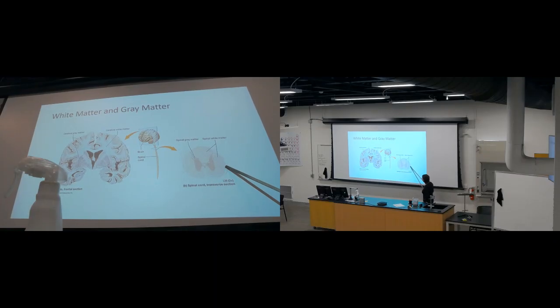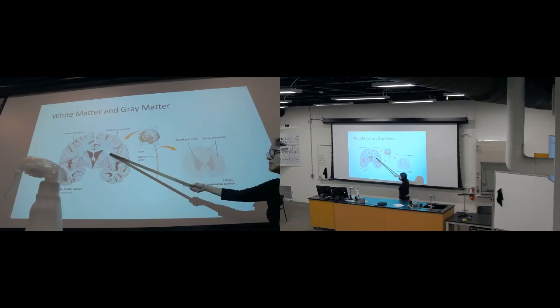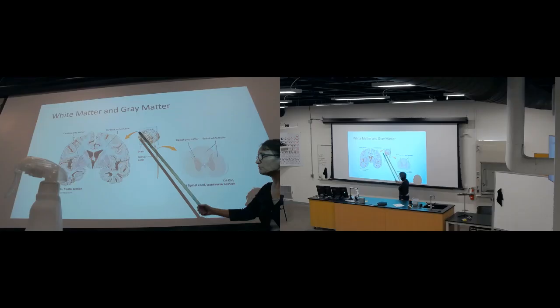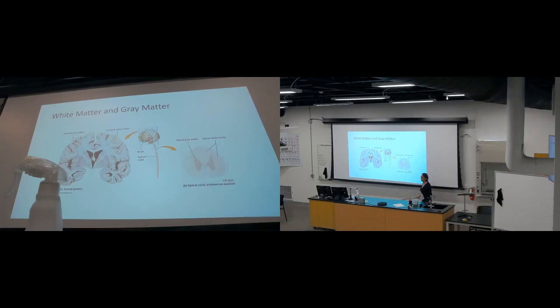So we have spinal white matter and cerebral gray matter, cerebral gray matter and spinal gray matter. It's like they switch. And for the same reason that I was telling you about, we move the spinal cord more, so it's much easier for us to damage the gray matter.